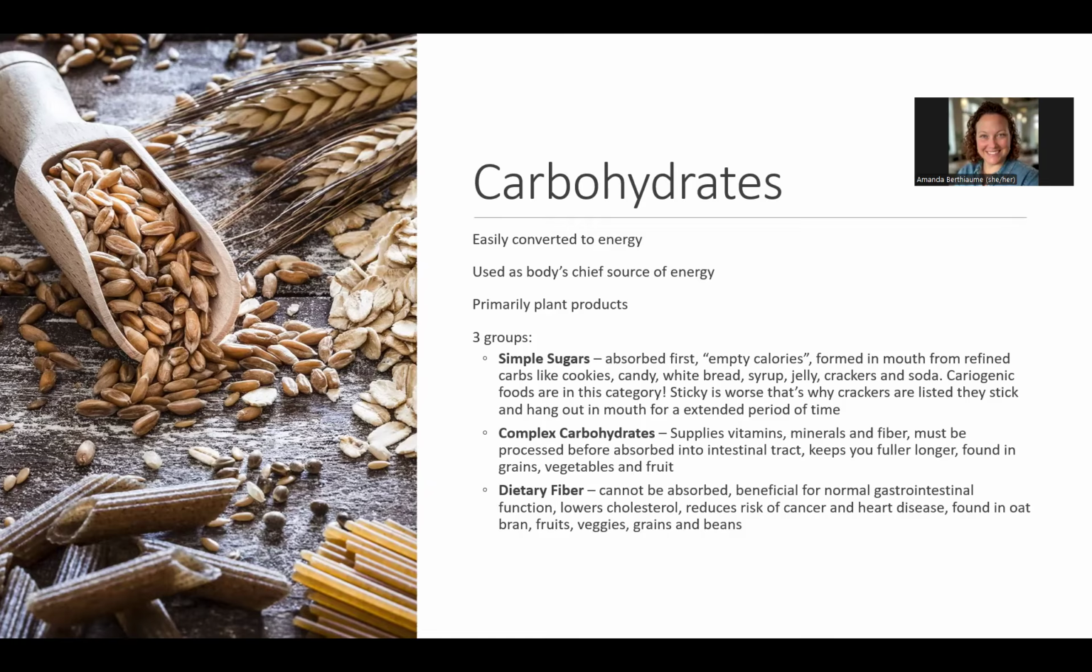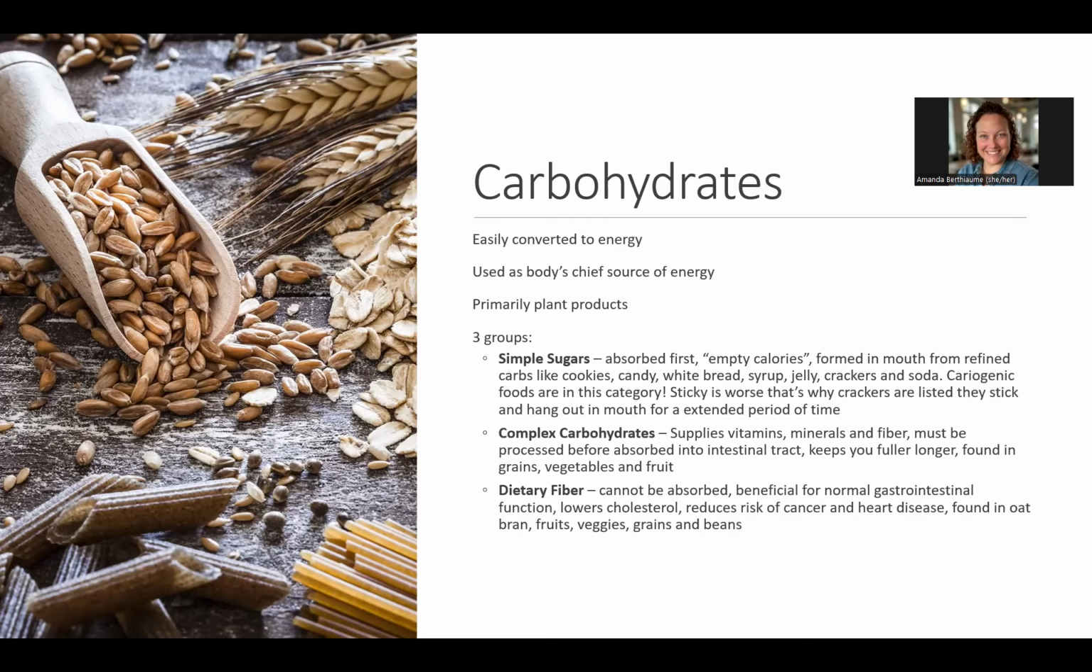So simple sugars, you're going to think cookies, candies, white bread, syrups, right? Empty calories, things that are junk and sticky, and these types of carbohydrates are higher risk for causing cavities because they get trapped in the teeth.